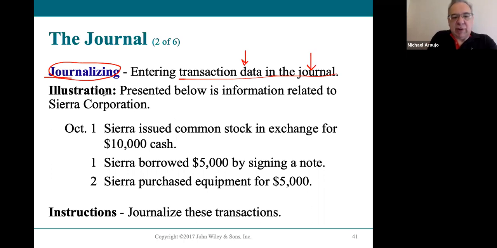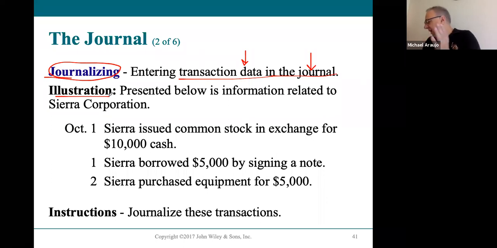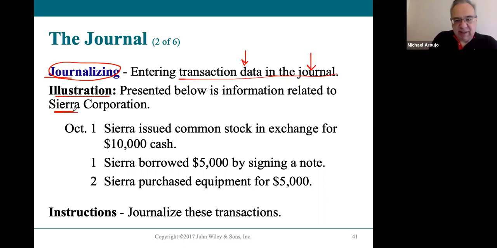So this is an illustration of how to do that. If you have your book handy, you're going to see that what we're doing is on page 107. We're going to stick with our Sierra Corporation model that we've been using for the last couple of chapters. The details of the transactions that occurred for Sierra Corporation happened in Objective 1 in this chapter, where on October 1st, they issued common stock for cash.